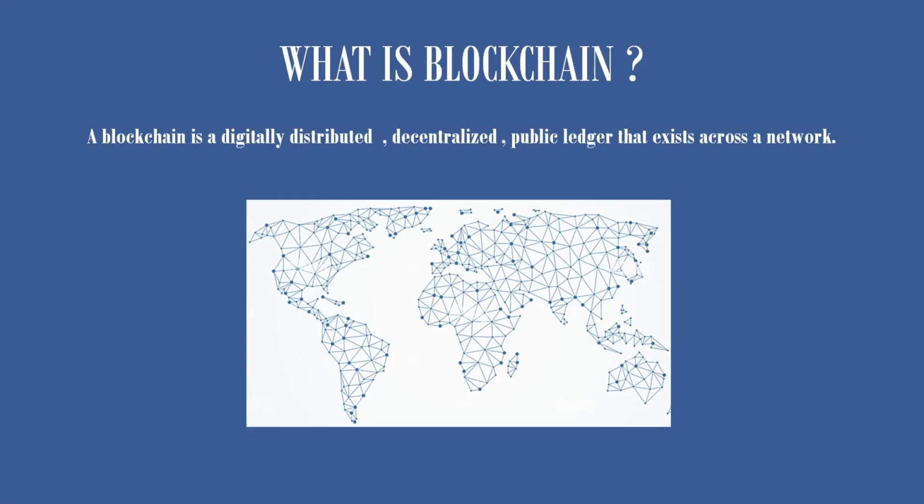Okay, so what is a blockchain? A blockchain is a digitally distributed, decentralized public ledger that exists across a network. So, in simple words, the data records are stored in every computer connected with the blockchain network, which makes it transparent to all and immutable among the network.